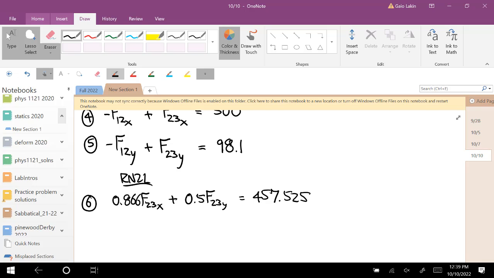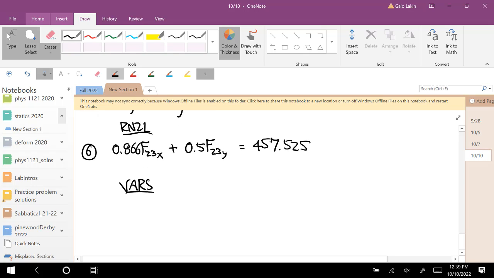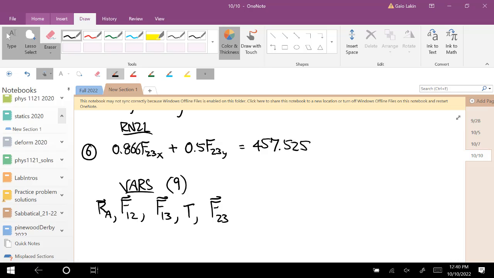Okay, so now we have 6 equations. Let's see what we have for variables. So from before we had RA first, F12, F13, and T. And now we also have F23. So that's 2, 4, 6, 8, 9 variables. So if this is going to be solvable, we can't add any more variables on the third body because we're only going to have 9 equations to work with.